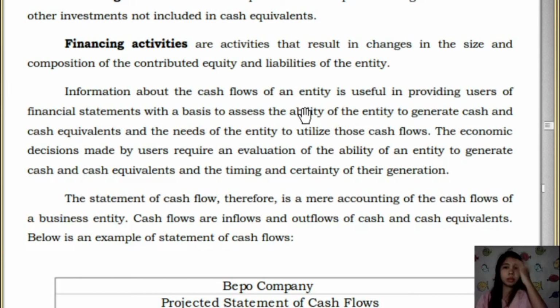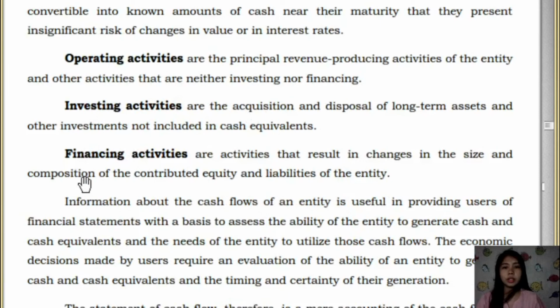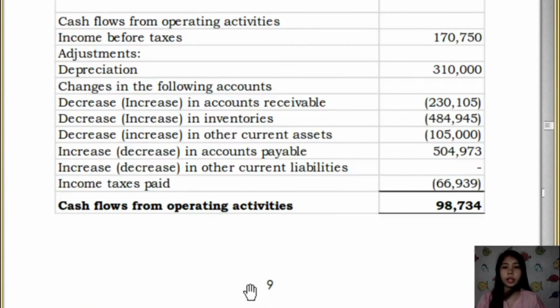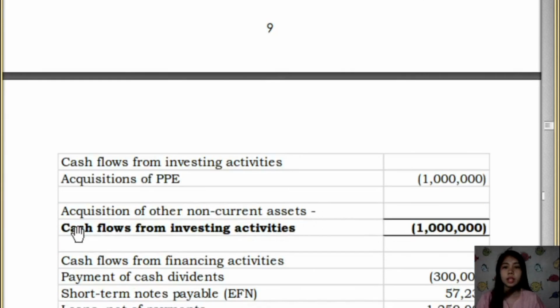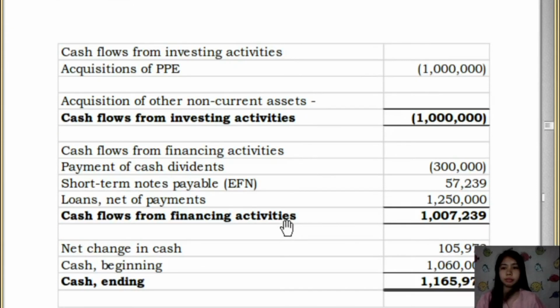Okay, information about the cash flow of an entity is useful in providing users of financial statement the basis to assess the ability of the entity to generate cash and cash equivalents. So this one, so you have the operating, investing, and financing. Cash flow from operating, ayan yung isa. Cash flow from investing, and cash flow from financing activities.